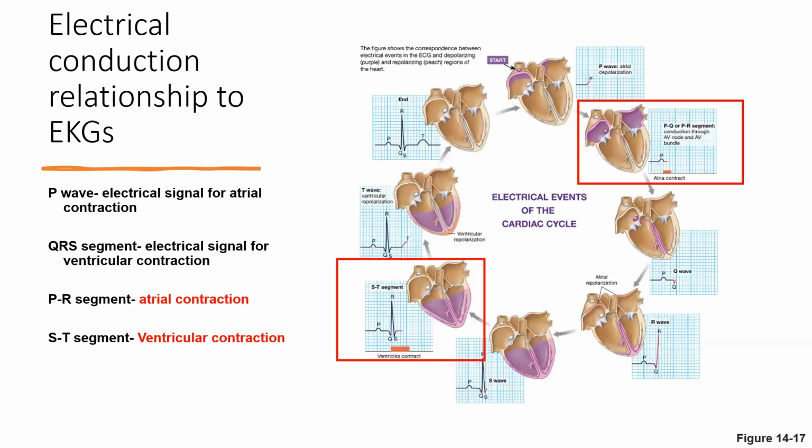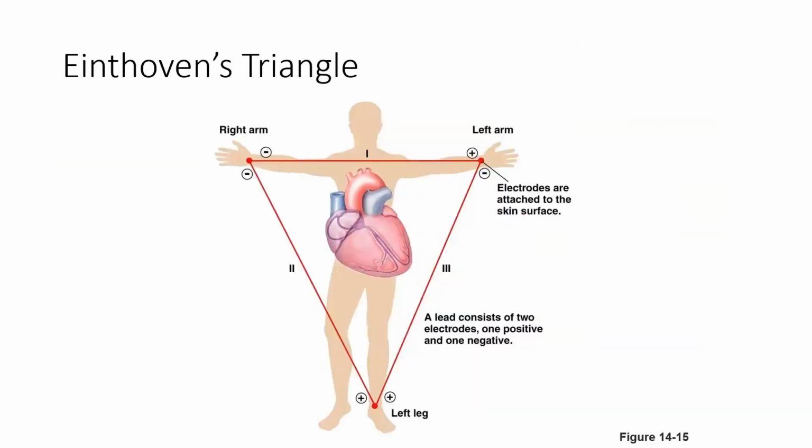This relates to an electrocardiogram in that the P wave represents an electrical signal for atrial contraction. The QRS segment represents an electrical signal for ventricular contraction. These contractions actually take place in the PR segment for the atrial contraction and through the ST segment for ventricular contraction.